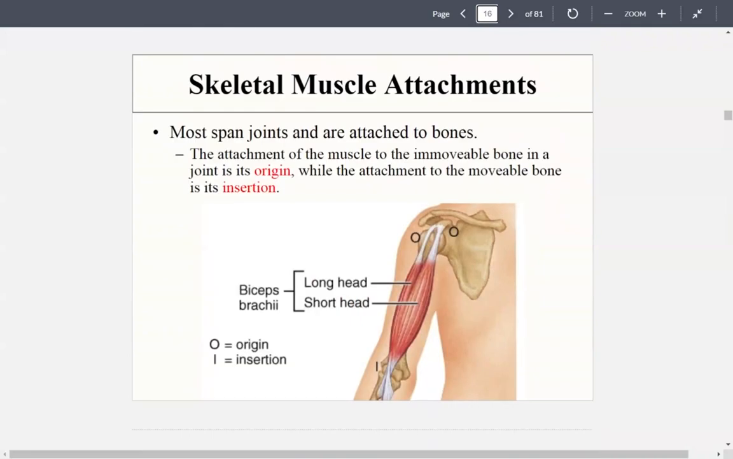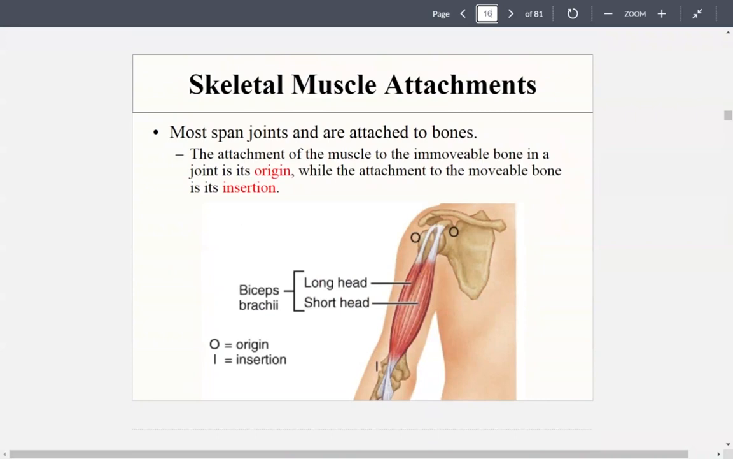As we mentioned, skeletal muscles typically are going to span joints and they are going to attach to bones. Now, depending upon the attachment and the way the joint and bones are going to move will depend on what we actually refer to that attachment point. So every muscle is going to have an origin attachment and an insertion attachment. How do you tell which is which? You need to know the mechanism of action or movement. So how is this muscle going to be moving bones or joints?